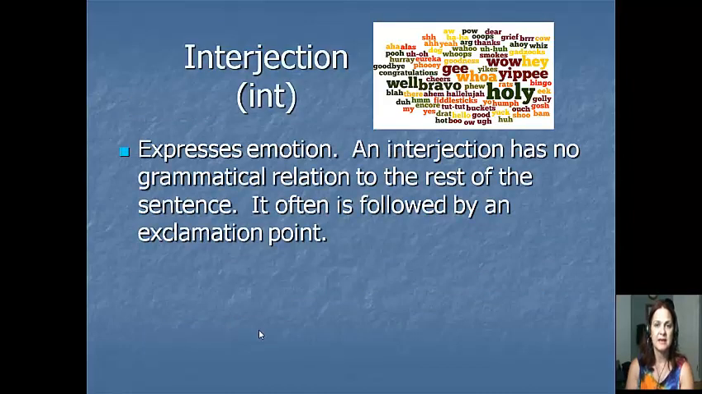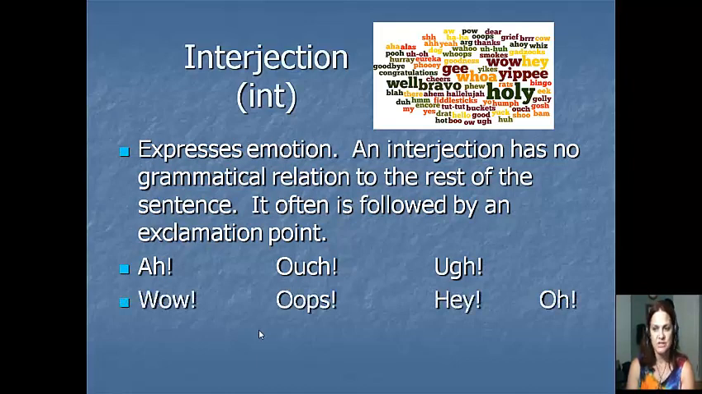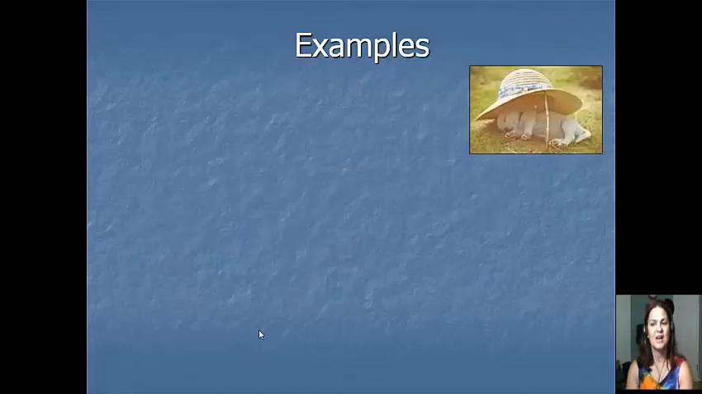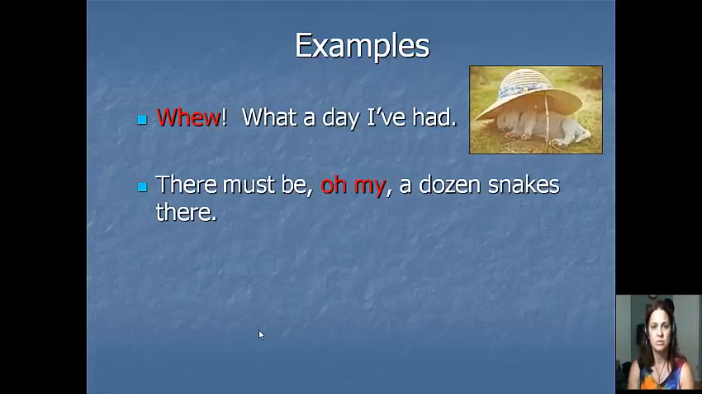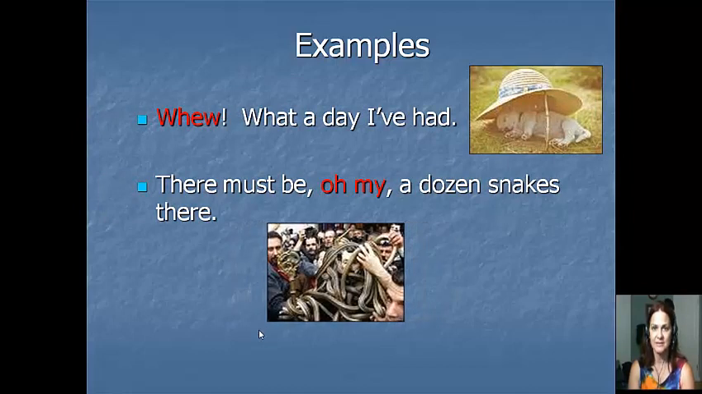And the final thing that we would like to look at today for this week is interjections. Interjections express emotion. An interjection has no grammatical relationship to the rest of the sentence, and it is often followed by an exclamation mark. Examples: ah, ouch, ugh, wow, oops, hey, oh. So those are all interjections. Okay, let's look at how this works in a sentence. Whew, what a day I've had. There must be, oh my, a dozen snakes there. Okay, so these are examples of your interjections.